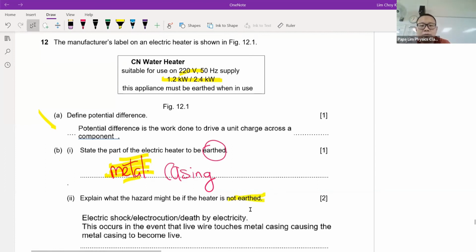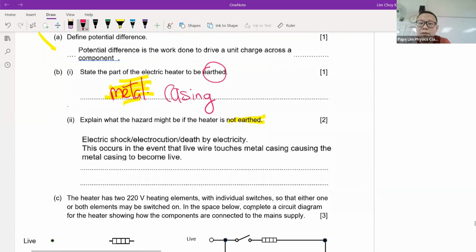Okay, when it's not earthed, what happens? It means that when a fault occurs, and the fault pertaining to the earth wire is when the live wire touches the metal casing. When the live wire touches the metal casing, the casing becomes live. So when the casing becomes live and a person touches it, it will cause electrocution.